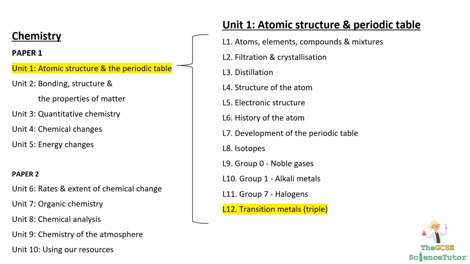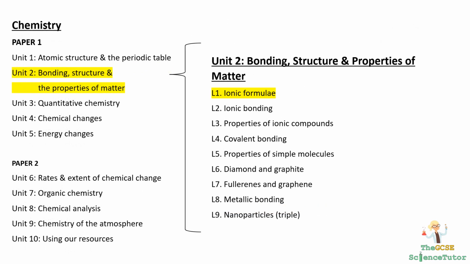If you are a triple chemistry student, the next lesson in this unit is lesson 12, the transition metals, which is a triple only lesson. If you are a combined science student, we have finished this unit and you can move on to Unit 2, Bonding, Structure and Properties of Matter, Lesson 1, Ionic Formulae.